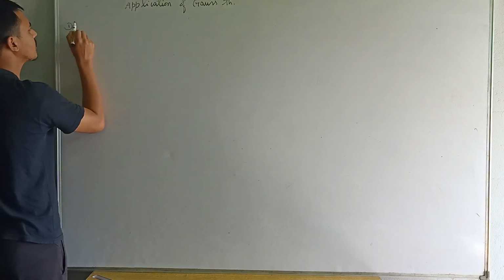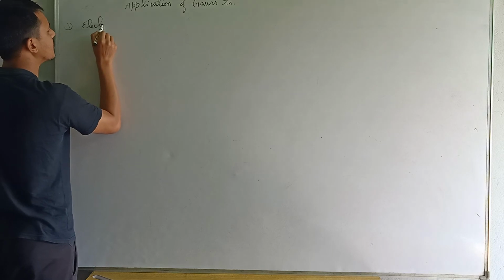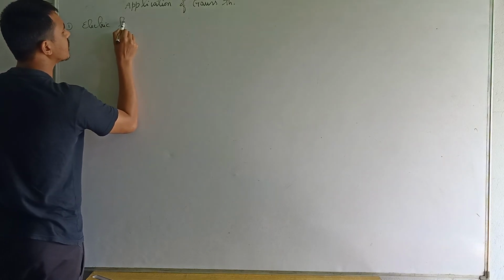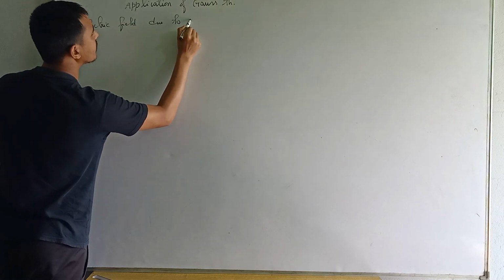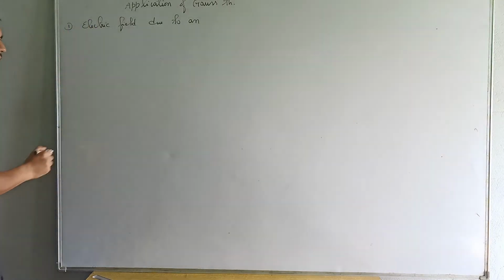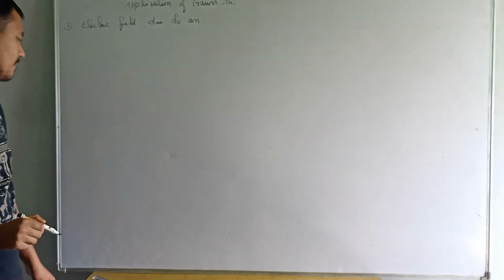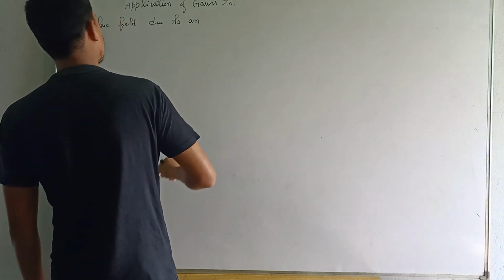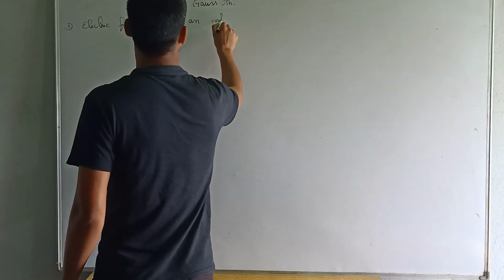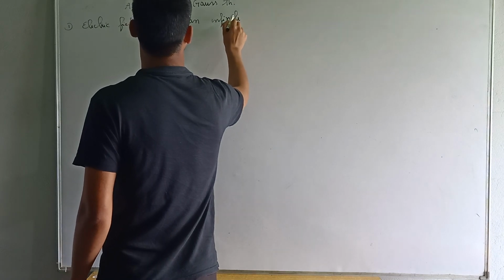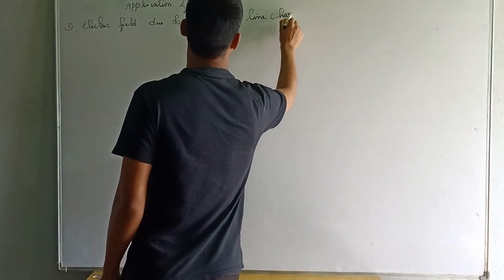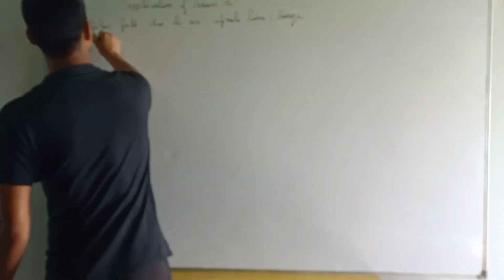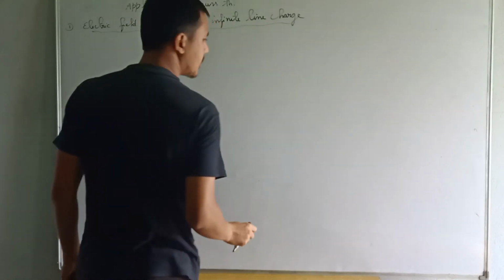The first one, electric field due to an, I have not discussed limitations of Gauss law. Okay. So electric field due to an infinite line charge. Electric field due to an infinite line charge.